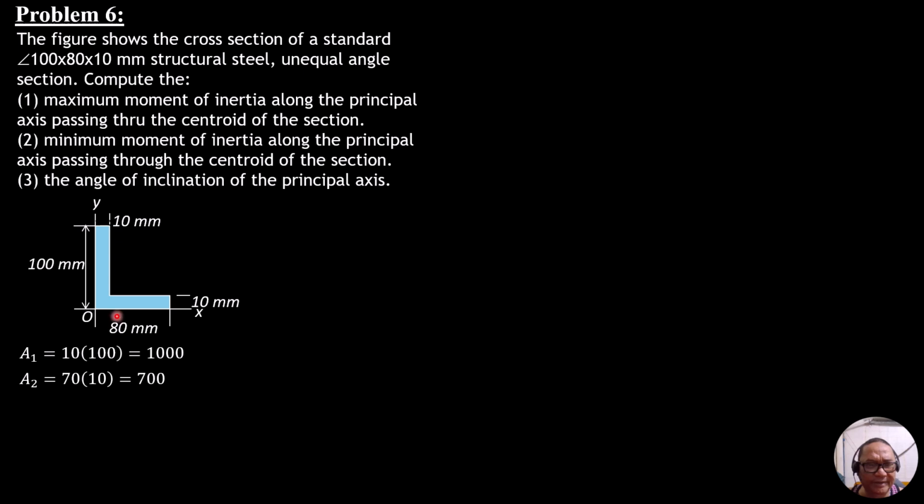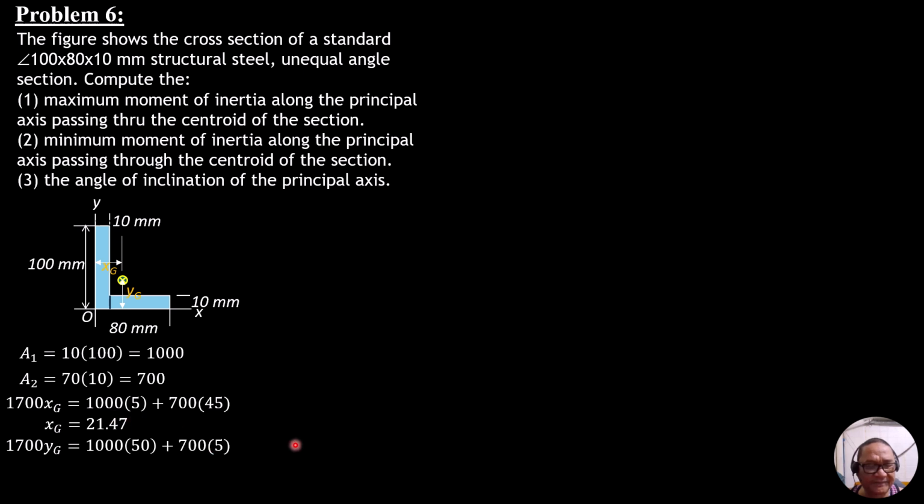By Varignon's theorem, let's have the centroidal coordinates, call that the centroid, so xg and yg. So 1700 times xg equals 1000 times 5 plus 700 times 45, where 5 is half of 10 and 45 is, because this is 70 divided by 2, 35 plus 10, so 45. xg therefore is equal to 21.47 mm. Likewise, 1700 yg is 1000 times 50 plus 700 times 5.